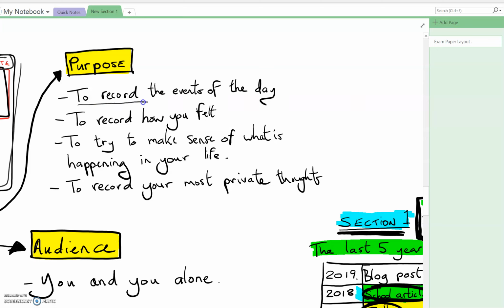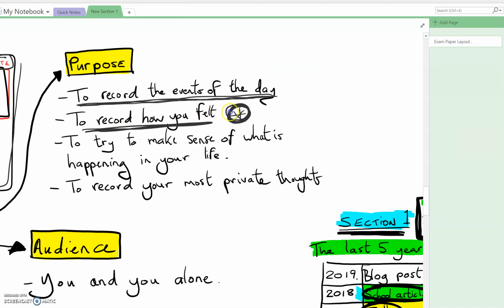A diary entry is designed to record the events of a day or a week, whatever it is, the question that's asked, but you're recording the events: what happened, who did it, where did it happen, why is it happening, what's going to happen now that it did happen, that kind of thing. You must record how you felt. That's crucial. How you feel. You've got to reveal your emotions.